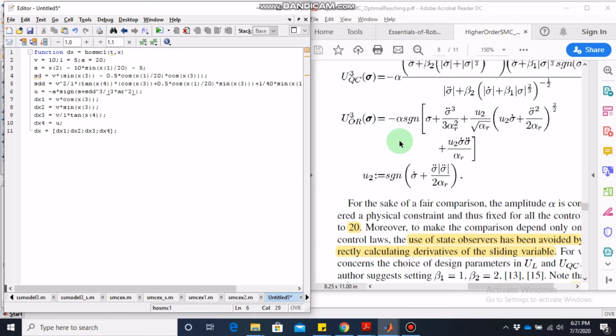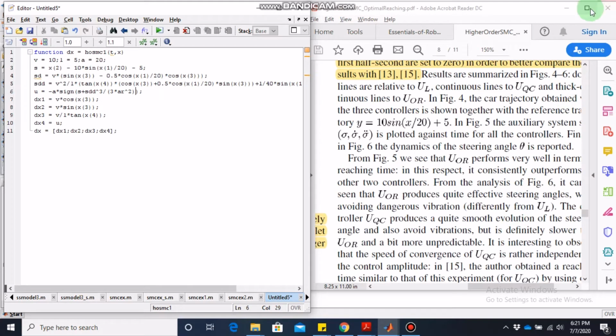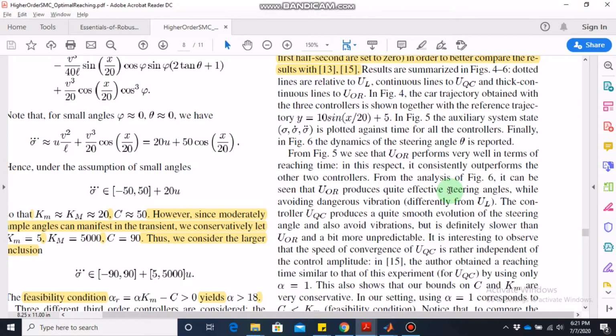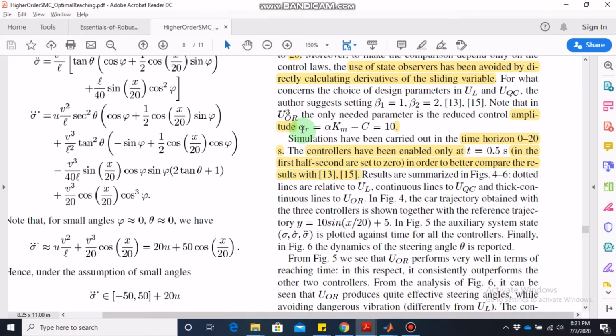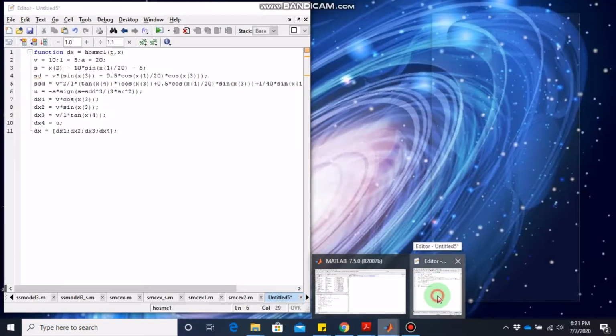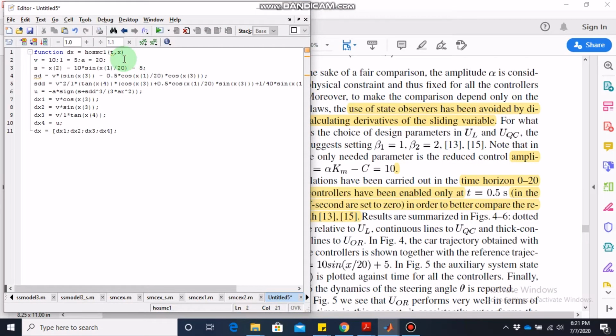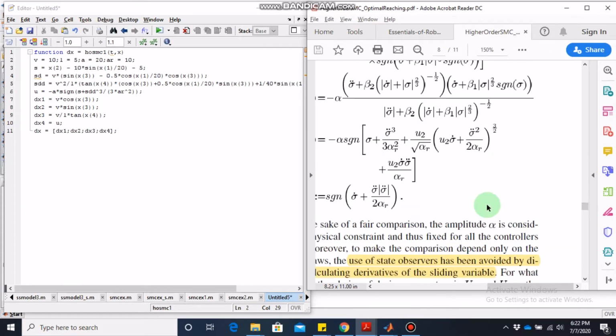So we don't know the value of alpha r yet, so we look into the paper and there should be a value. So let me just maximize it. So here it is. So alpha r is equal to alpha km minus c, and this is equal to 10 in the paper. So we write alpha r equal 10. So we represent alpha r by ar equal 10. This is given in the paper, so we use the value that is provided in the paper, and we go back to this control law.